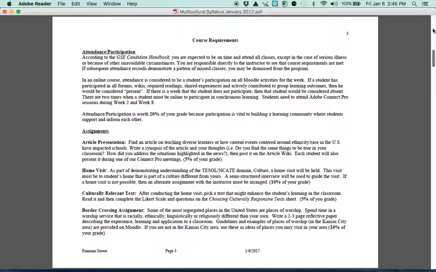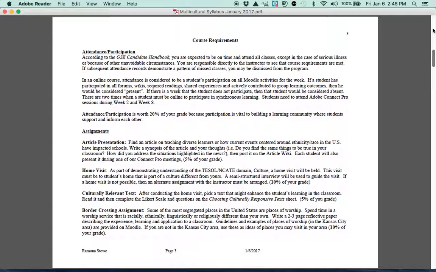You'll have an article presentation, and diverse issues have been in the news a lot in the past few months. And so you'll find an article about teaching diverse learners or current events, how they've impacted your classroom, and you'll share that with us. Another thing that I'd like you to do is a home visit. You can learn so much about your students by doing a home visit, and sometimes teachers don't have the opportunity to do that. So we want to make sure that we have that opportunity.